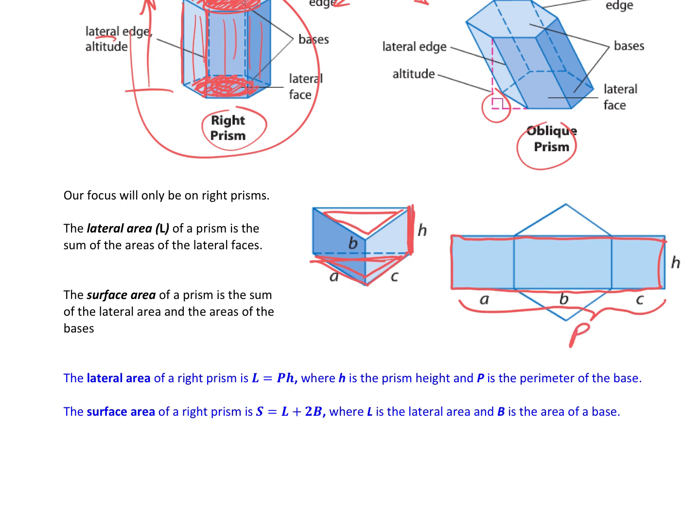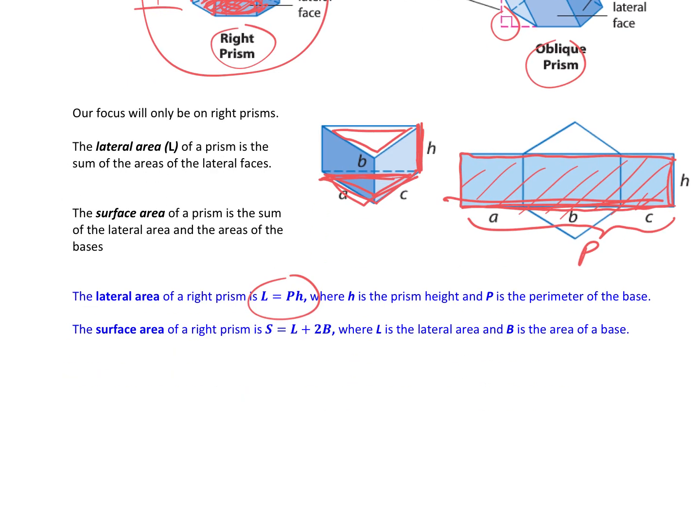So, the lateral area is the sum of all these lateral faces, but that's really just a rectangle where one side of it is going to be the perimeter of the base. That's where that came from, and the other side's going to be the height. Great. So that's lateral area of the prism. Then the total surface area of the prism is just take that lateral area and add on the triangles.